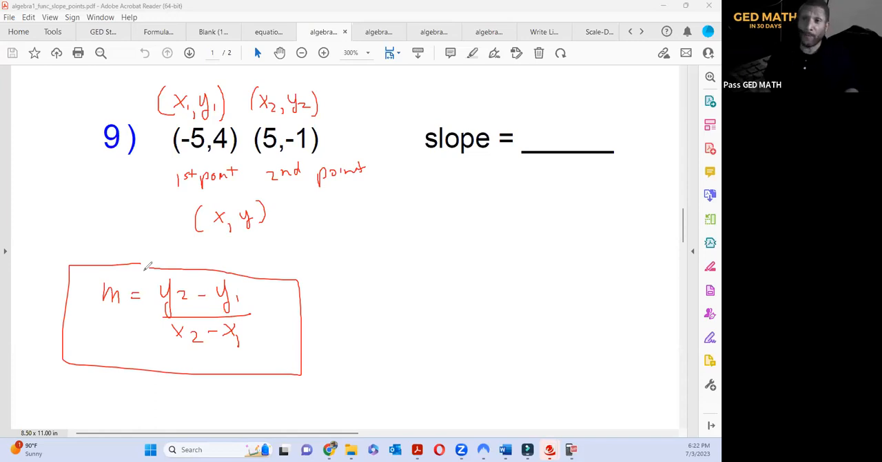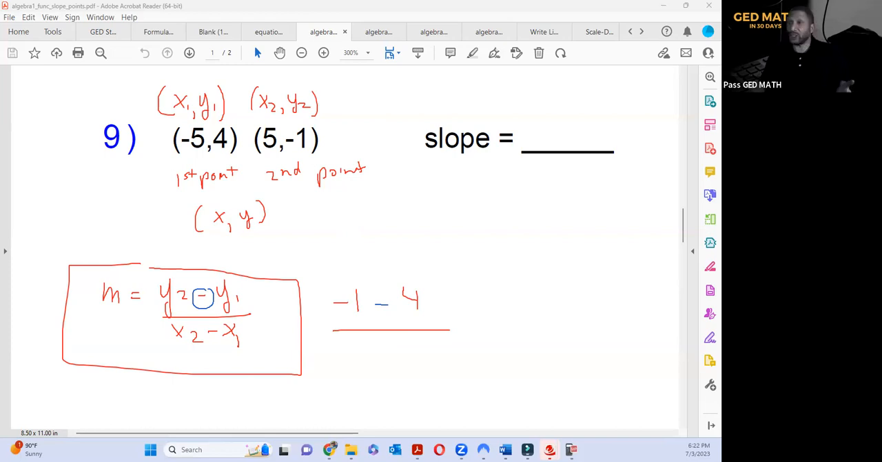So you label your points, X1 and Y1. You label your second point, X2 and Y2. You write your formula down to find the slope from two points every single time until you've got it down. Now we're just plugging in. Y2 is -1. Yes. So this is the mistake that people make. This is a minus sign from the formula, so I'm going to put that minus sign right there. And then I'm going to put my Y1, which is 4.